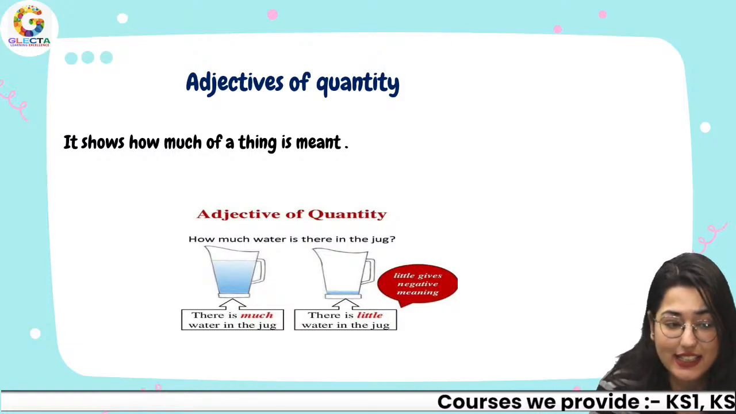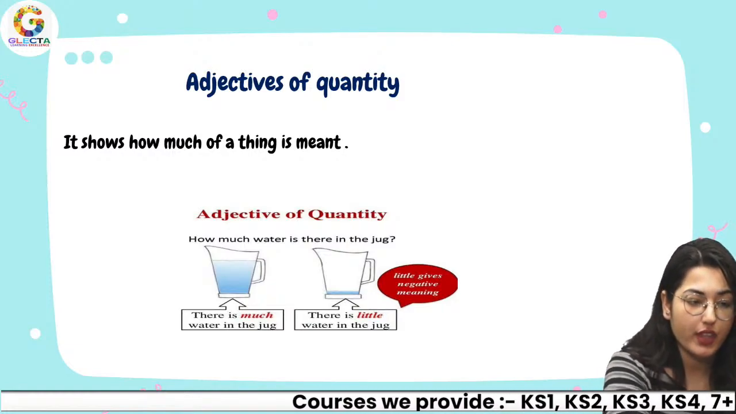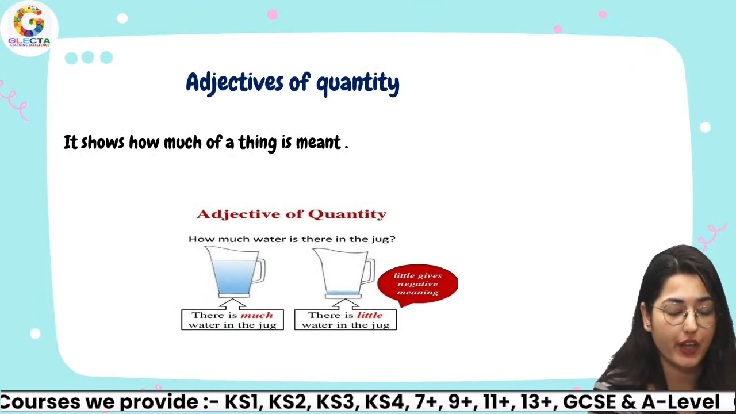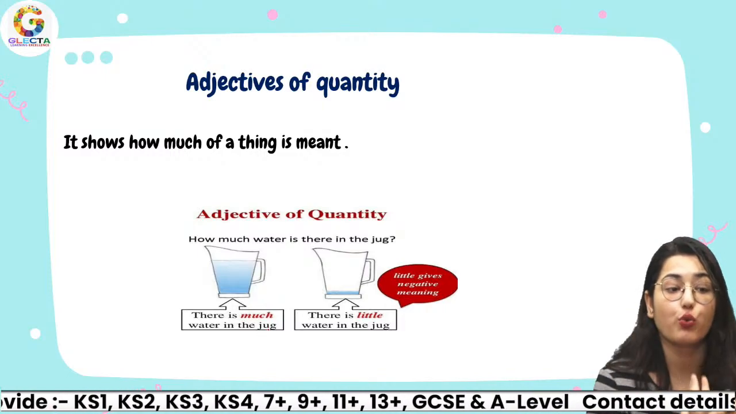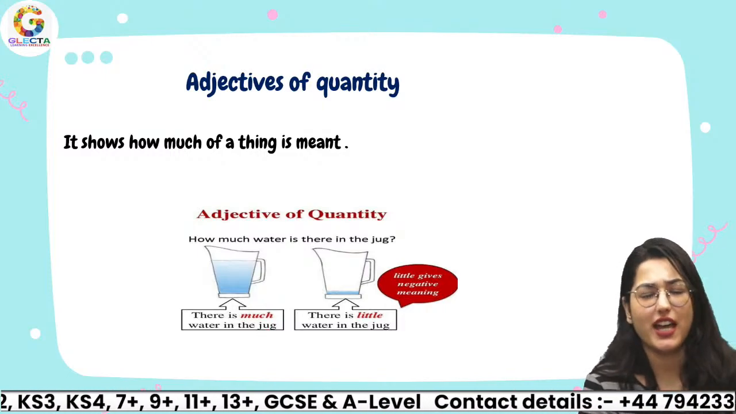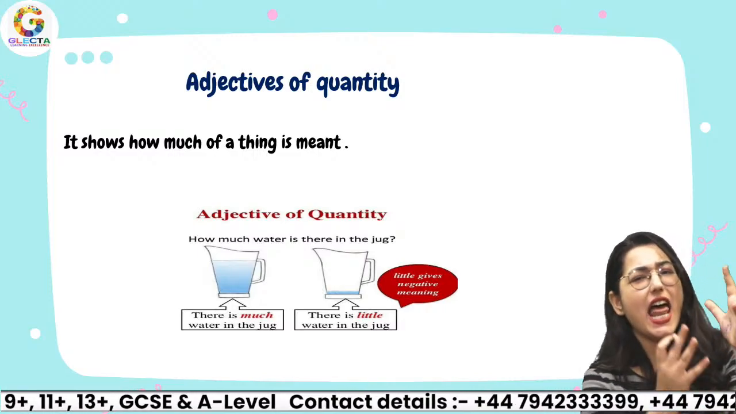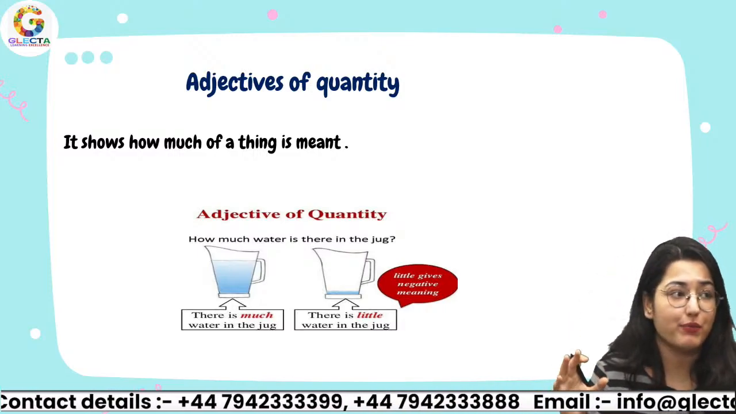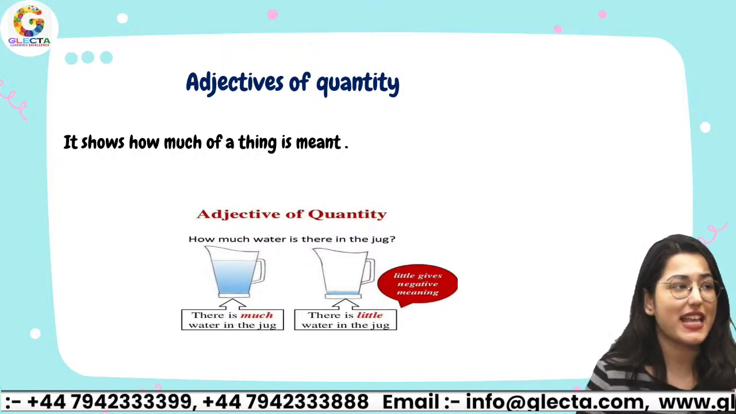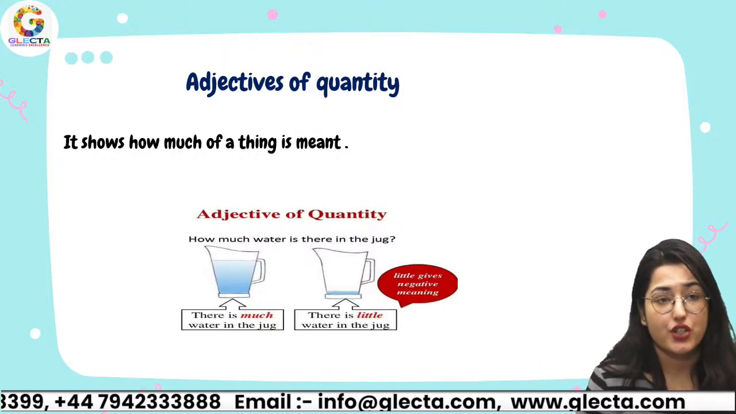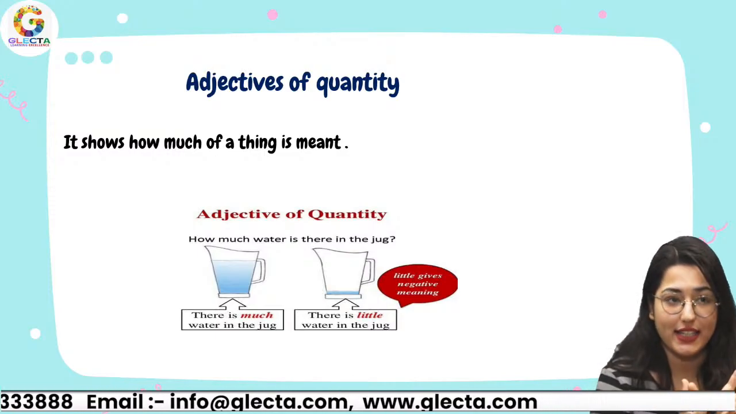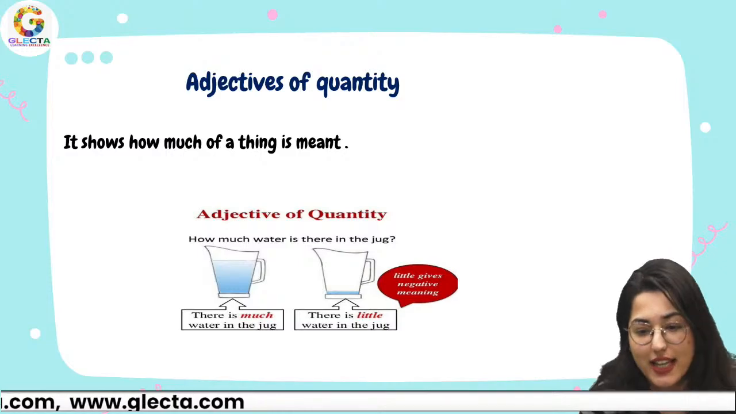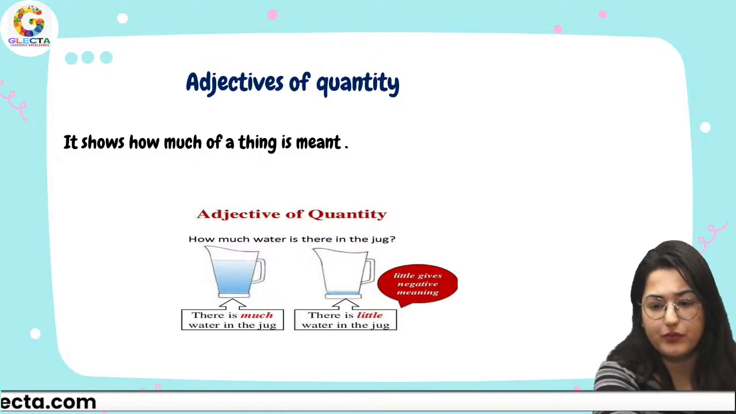Next is adjectives of quantity. Okay, quantity, it shows how much we have of something. There is much water, right? Enough water. I have eaten enough food. Okay, I am done with this. Or when I'm saying that there is enough work to do. So, it shows the quantity, okay? Something, the quantity, we cannot count it. So, it's like that.